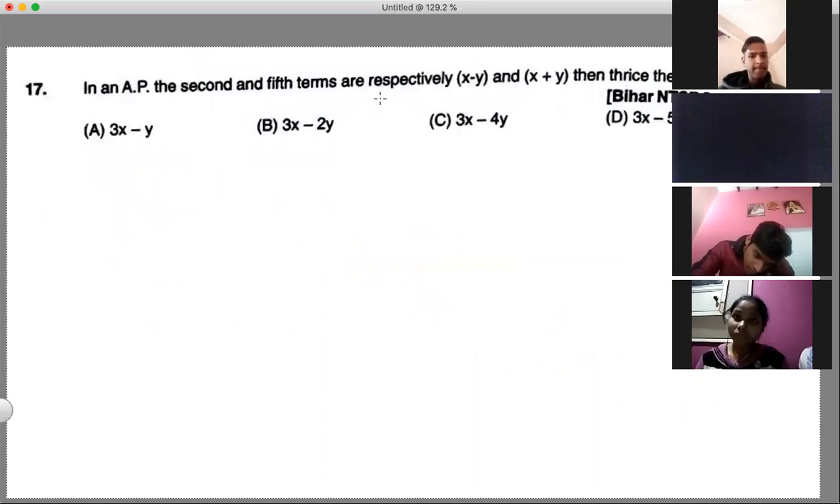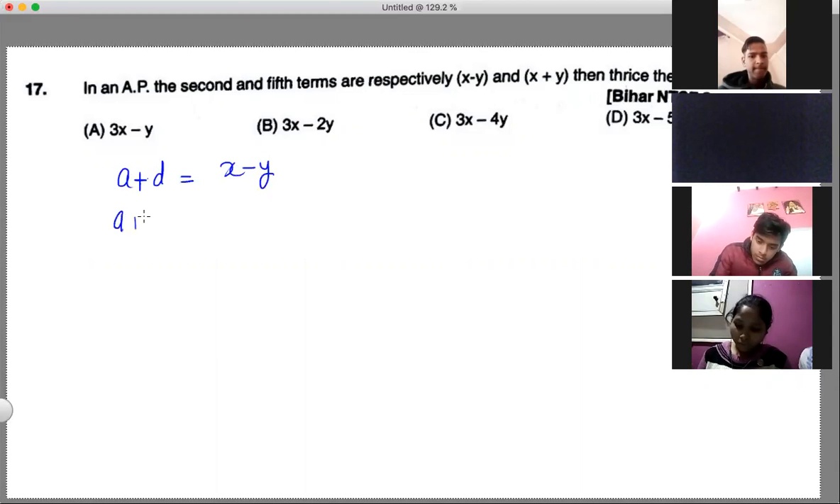In an AP, the second and the fifth terms are respectively x minus y and x plus y. Then twice the first term is. Okay, so this is a standard question, right? So the second term is a plus d, which is x minus y. And the fifth term is a plus 4d, which is equal to x plus y, right?